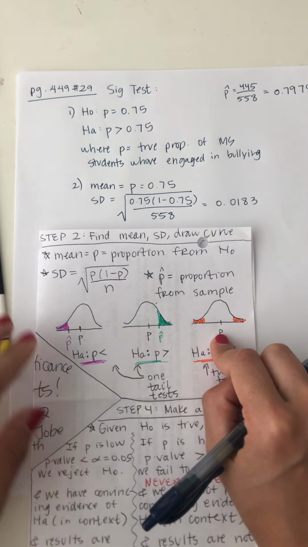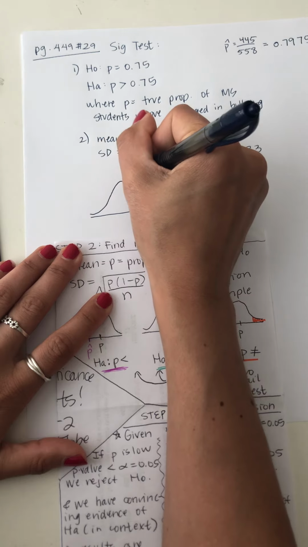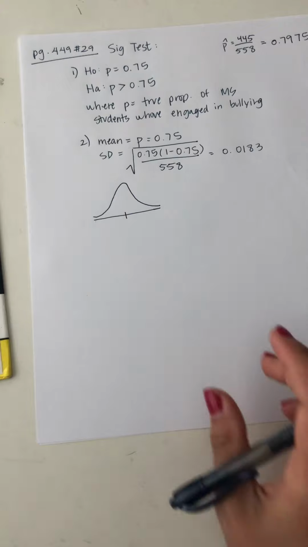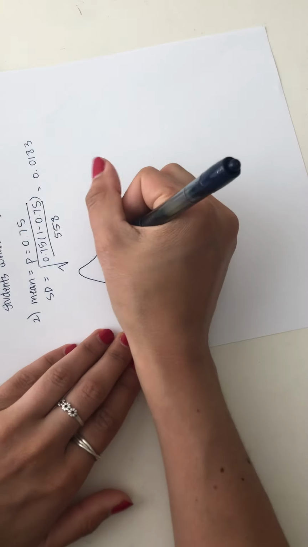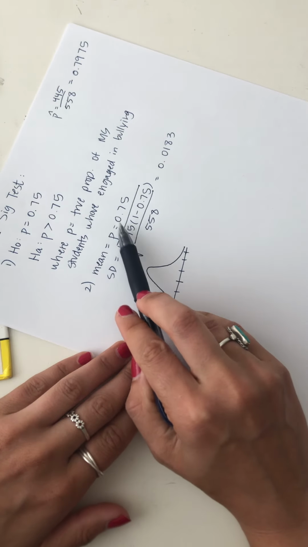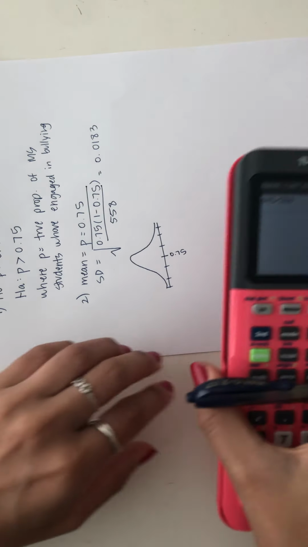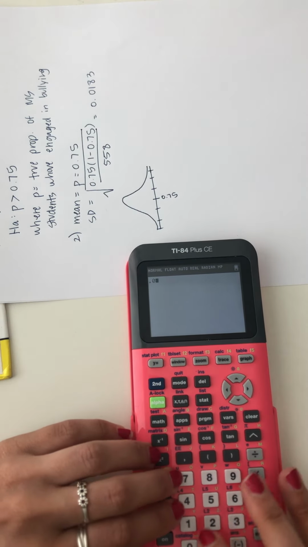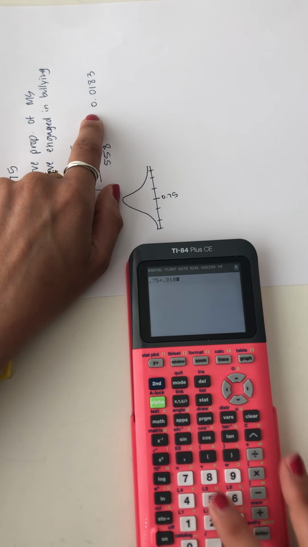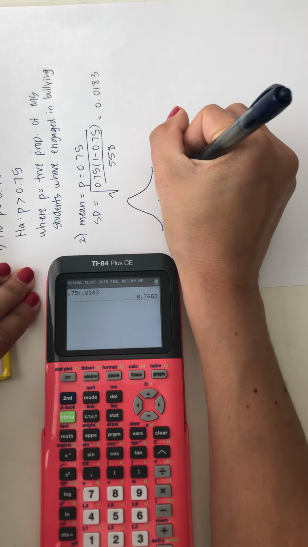Now we need to draw our curve and label. There's my curve. Put my mean in the middle. And then I'm going to add and subtract some standard deviations. 1, 2, 3, 1, 2, 3. So mean in the middle, p, that's 0.75. And I'm going to take that 0.75 plus the standard deviation, which is 0.0183. And I get 0.7683.